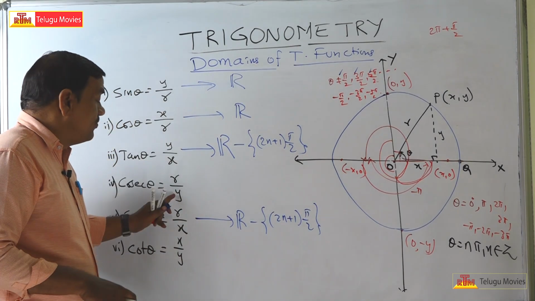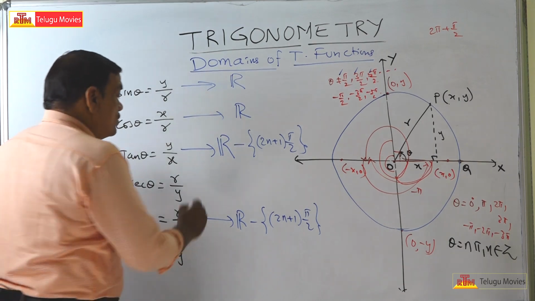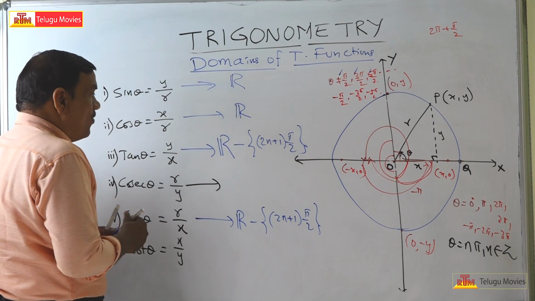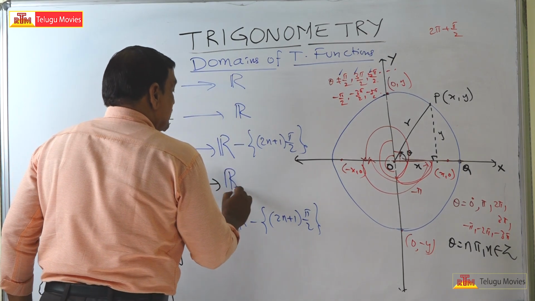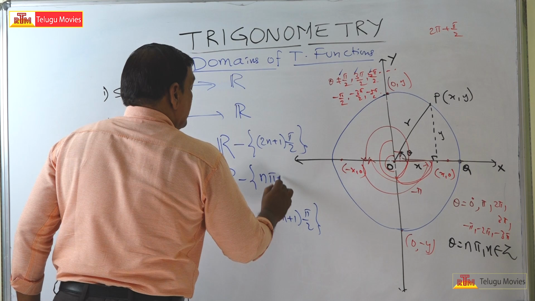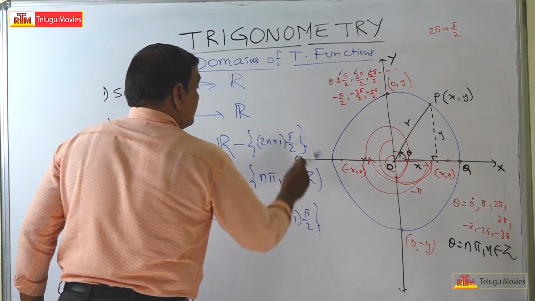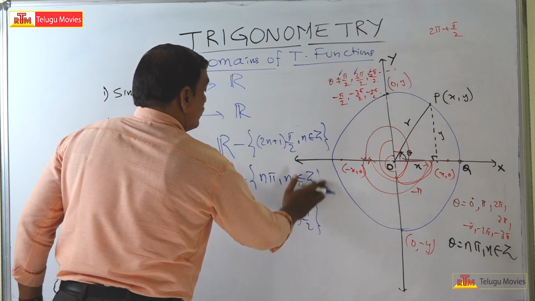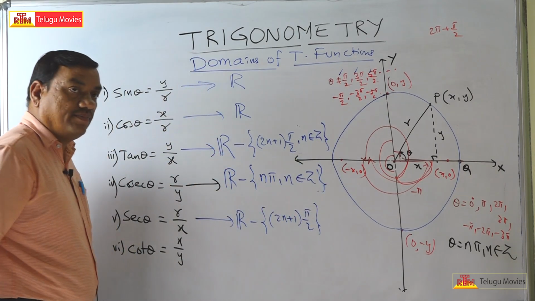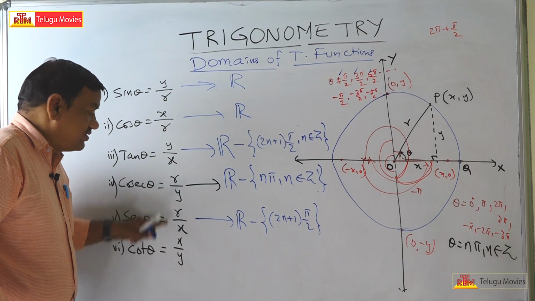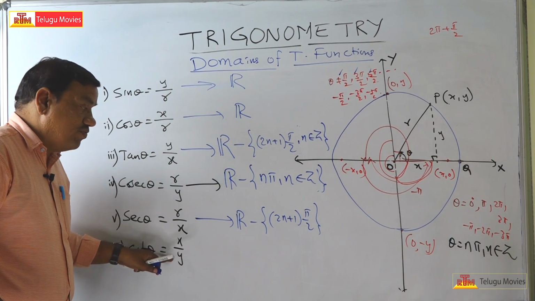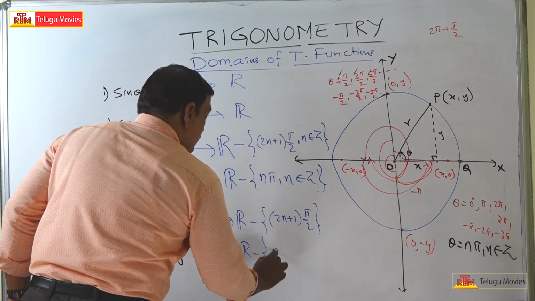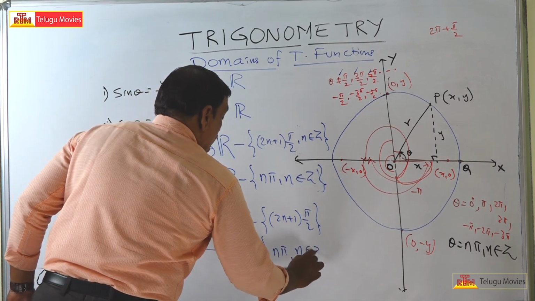Why is it not defined? The y value will become 0. That's why. So, what is your domain? Your domain is the set of all real numbers except n pi, where n belongs to Z. Here also n belongs to Z. Same concept, same logic applies here. The y value is in the denominator. For this also, the domain is the set of real numbers except n pi, n belongs to Z.